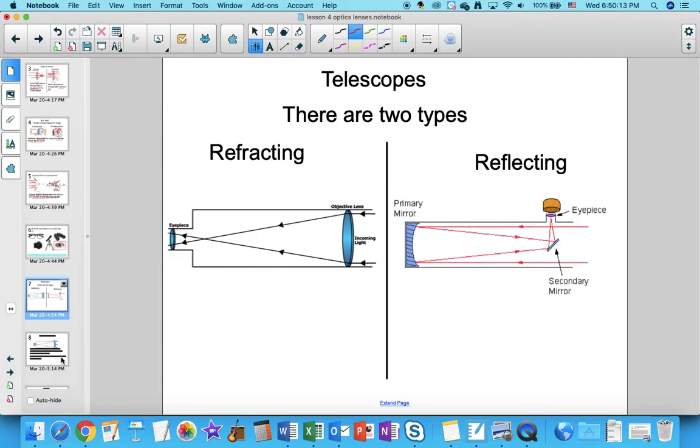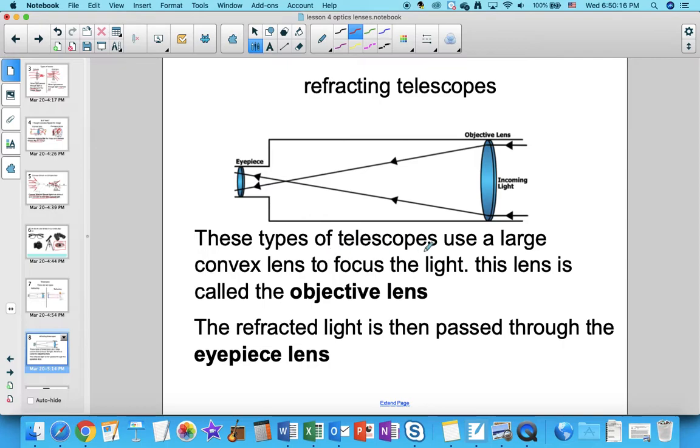So when you look at a refracting telescope, these types of telescopes use large convex lenses to focus light. Remember, convex lenses focus light, not convex mirrors, convex lenses. And so we call the convex lens that focuses the light the objective lens. The refracted light, because it's a refracting telescope, because it's using a lens which bends light, which is called refracting, is then passed through an eyepiece lens, which then also focuses the light.